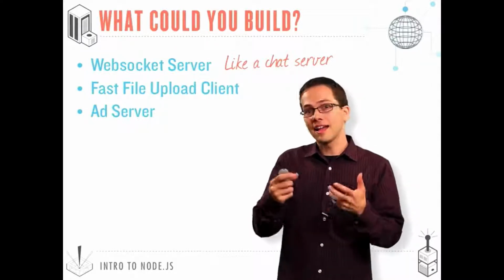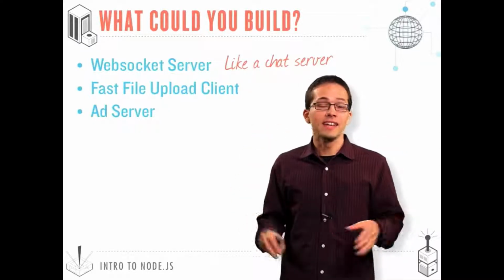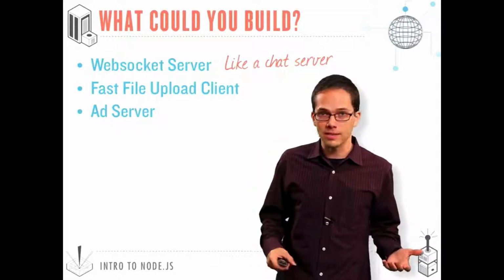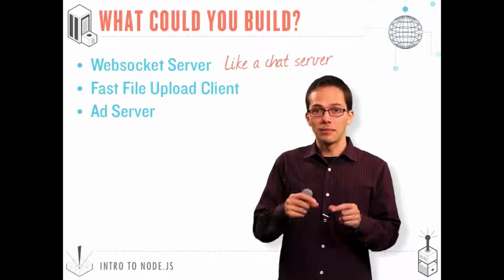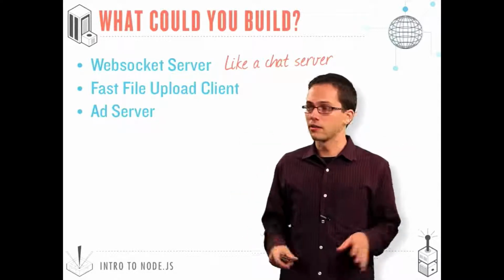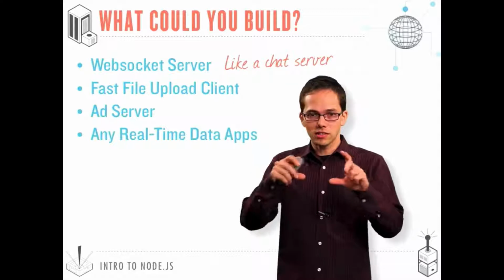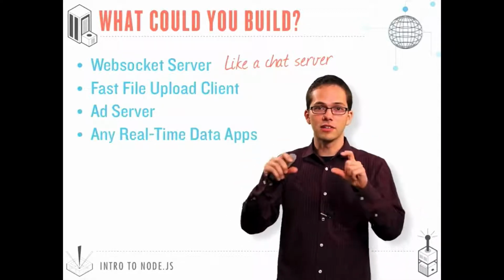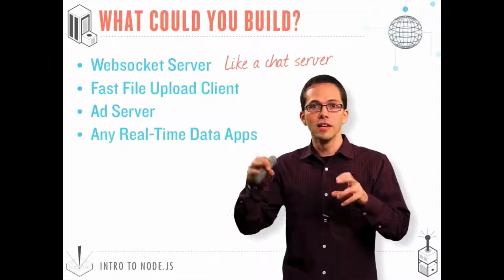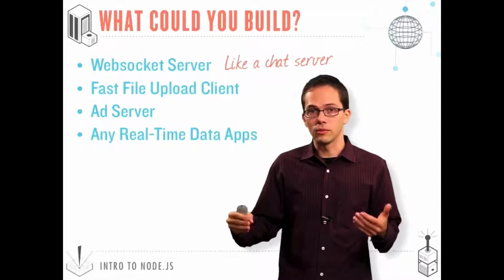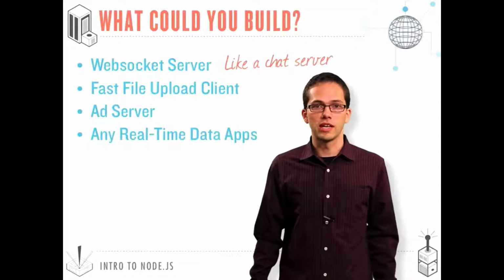When you think about ads that get served on web pages all over the net, they need to be really fast. These are maybe images that are appearing on other people's websites, and they need to be rapid and quick across the network. Also, any real-time data apps. So not just from the browser to the server, but any sort of network server, even a mobile network server, would be a good fit for Node.js.